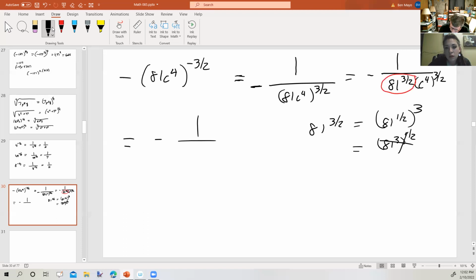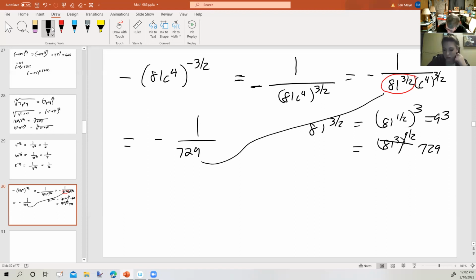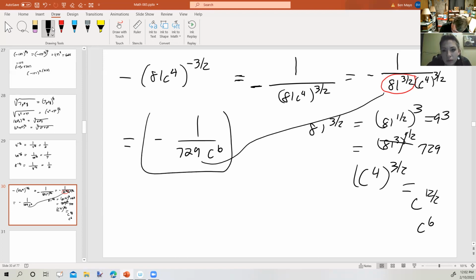What's the square root of 81? 9. So this is 9 cubed. Well, that's pretty big. Let's see here. 9 cubed is 729. So we've got 729. That came down here. And then c to the fourth to the 3/2 power would be c to the 12/2 or c to the 6th power. So our final answer is negative 1 over 729 c to the 6th power. And you could write that with the negative sign out in front, or you could put it in the numerator, either way.